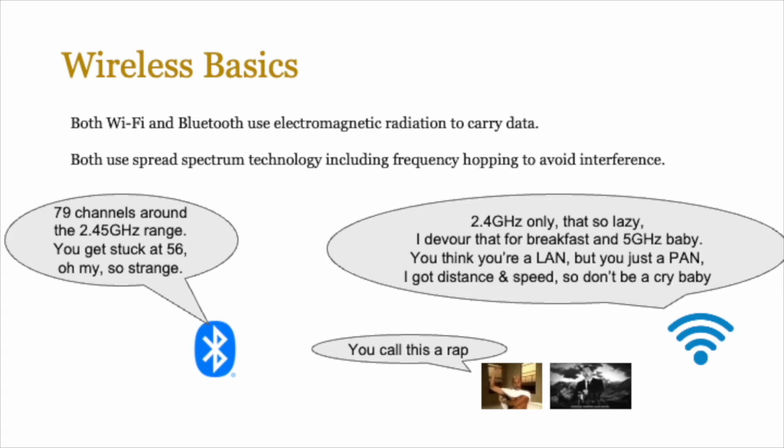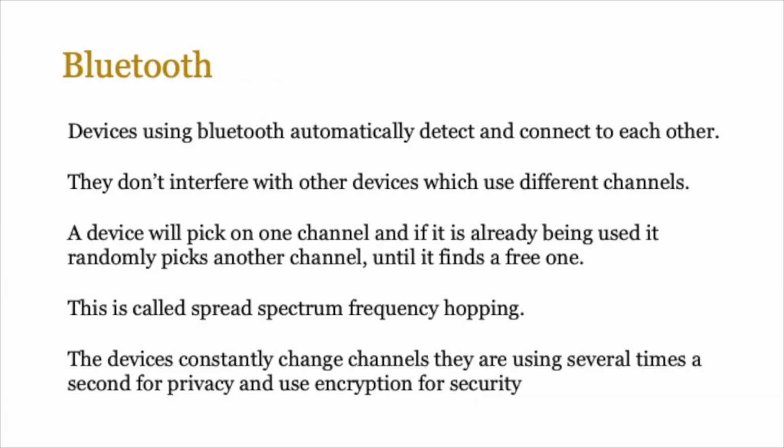So if you think about it, Bluetooth normally operates within the 30 meter range, whereas Wi-Fi can go all the way up to 100 meters, and the speeds are also significantly different. Now let's look at Bluetooth and particularly what spread spectrum frequency hopping is all about. Bluetooth devices automatically detect and connect to each other. They don't interfere with other devices which are using different channels. Remember, there are 79 channels.